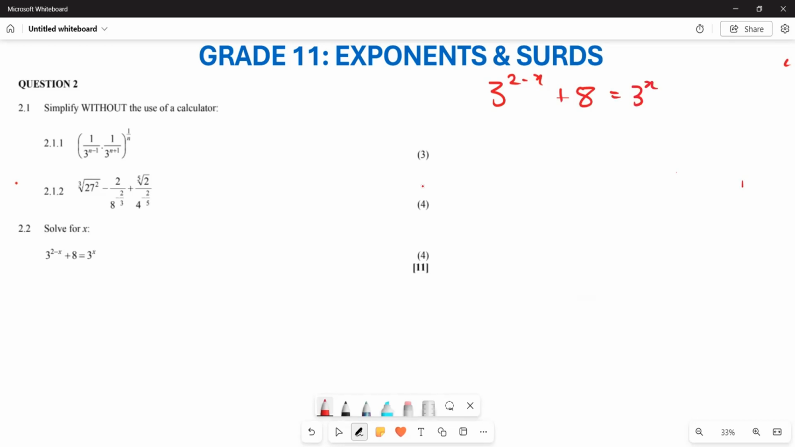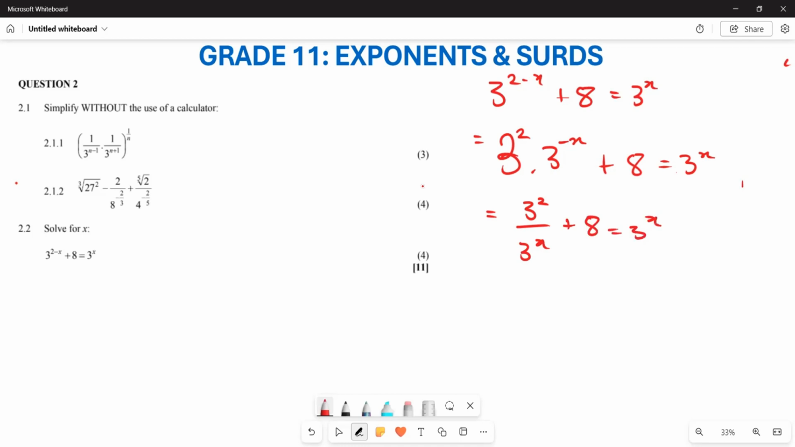Okay. Now, I know that there are many ways in which you can solve this, right? Now you can start by solving this like that. This is the same as 3 to the power of 2 multiplied by 3 to the power of negative x, isn't it so? Now this is going to be plus 8 is equal to 3 to the power of x, right? Now I want to make this 3 to the power of x positive, so this is going to be 3 squared over 3 to the power of x, plus 8 is equal to 3 to the power of x, right?